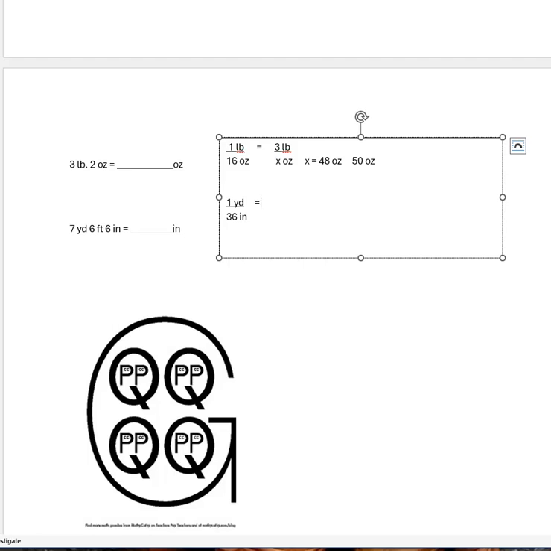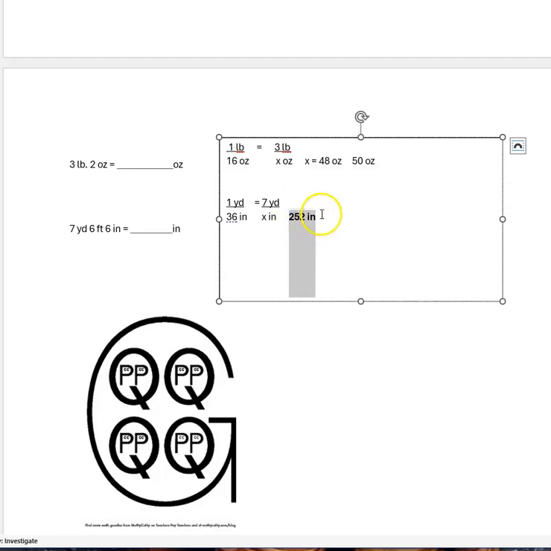Equals, and I'm going 7 yards, and that should have been underlined, but there we go, equals how many inches? Okay, again, I can look at this and go, wow, that's just 1 times 7, so I'm going to do 36 times 7, and I end up getting 252 inches. I'm going to table that for a moment, so I'm not going to use it. I will highlight it so I know to come back to it.